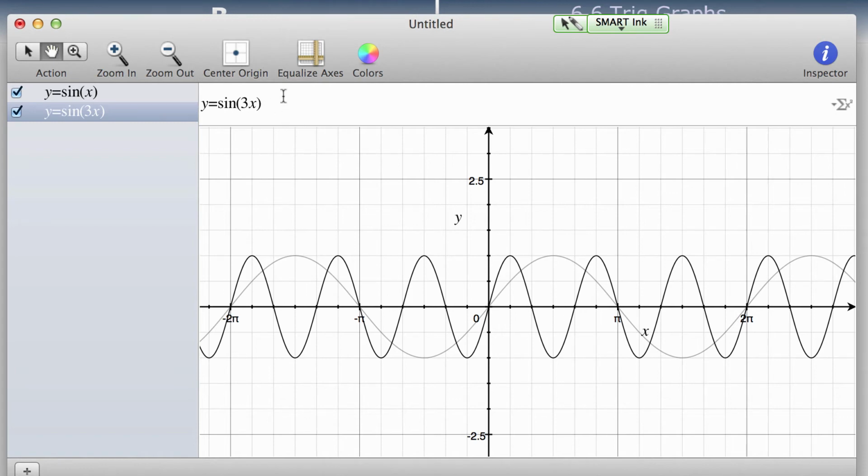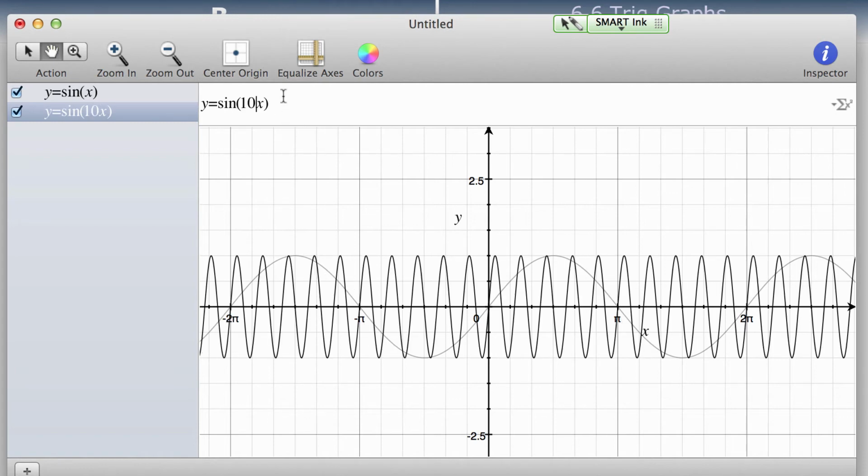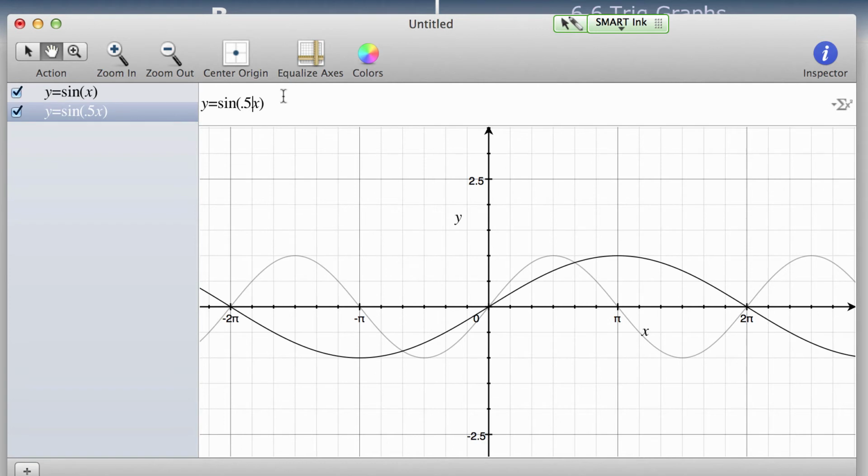What happens if I put 10 there? Well, that's a ton of them. How about 0.5? Oh, now it's lazier, eh? So it only completes half a period in 2 pi. It would take 4 pi to finish the whole period.